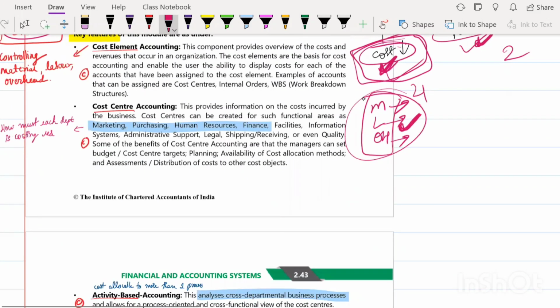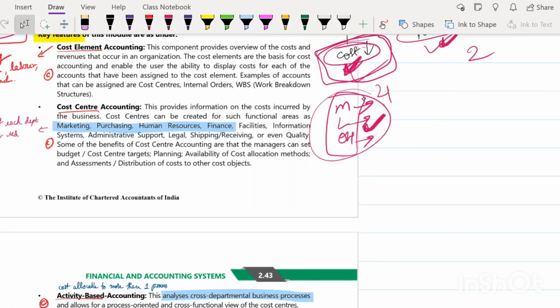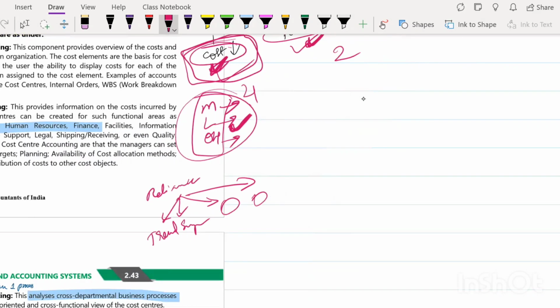Okay. Next is cost center accounting. What is cost center accounting? If you take any company, suppose you take Reliance, in Reliance itself you have a lot of bifurcations. Suppose Reliance Trends, your Reliance Supermarket, and then petroleum. All these you have as different bifurcations.